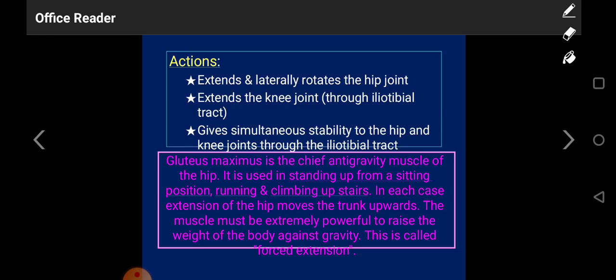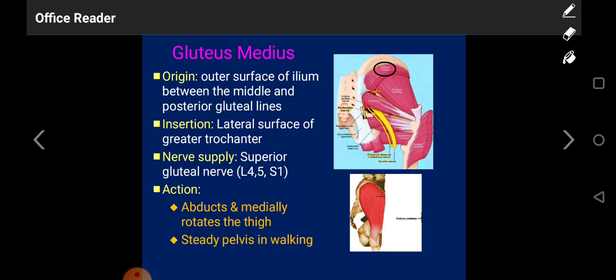Actions include extension and lateral rotation of the hip joint, and it extends the knee through the iliotibial tract. It gives simultaneous stability to the hip and the knee joints through the iliotibial tract. Gluteus maximus is the chief anti-gravity muscle of the hip, and it is used in standing up from a sitting position, running, climbing up stairs. In each case, extension of the hip moves the trunk upward. The muscle must be extremely powerful to raise the weight of the body against gravity. This is known as forced extension.